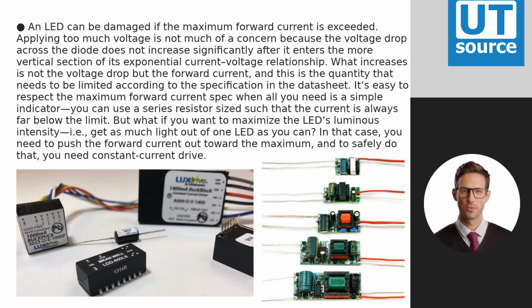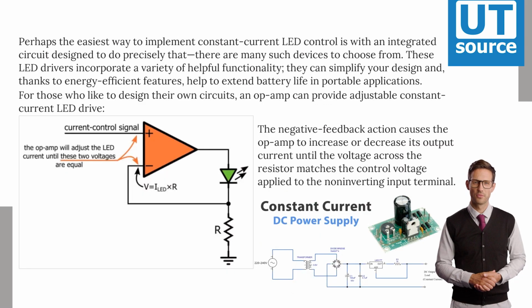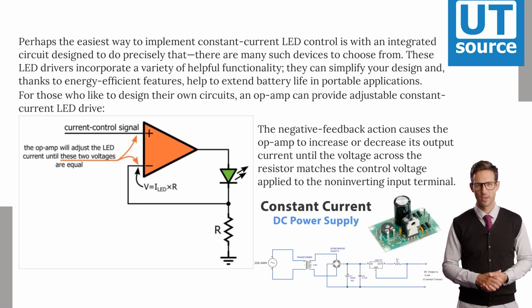It's easy to respect the maximum forward current spec when all you need is a simple indicator. You can use a series resistor sized such that the current is always far below the limit. But what if you want to maximize the LED's luminous intensity? Get as much light out of one LED as you can. In that case, you need to push the forward current out toward the maximum, and to safely do that, you need constant current drive.